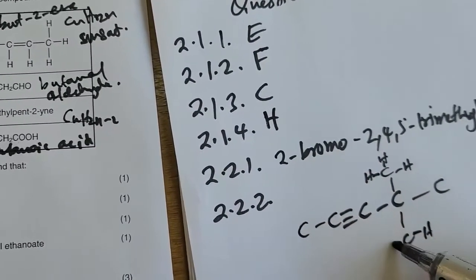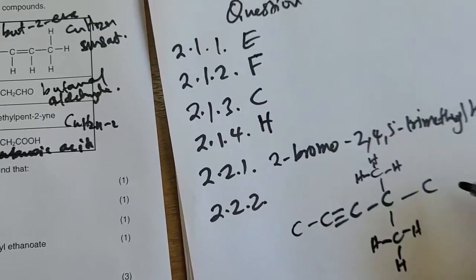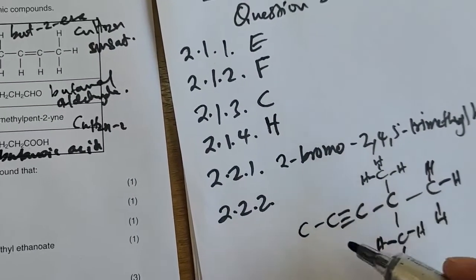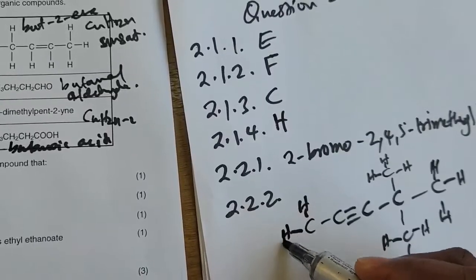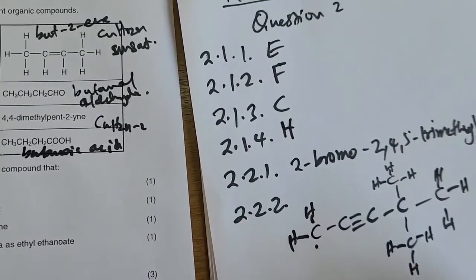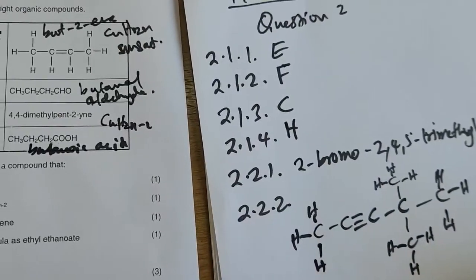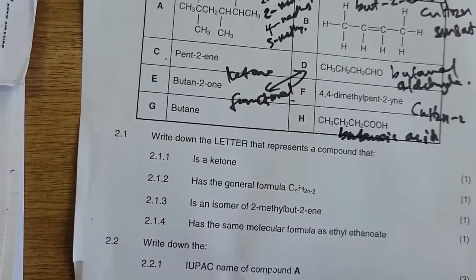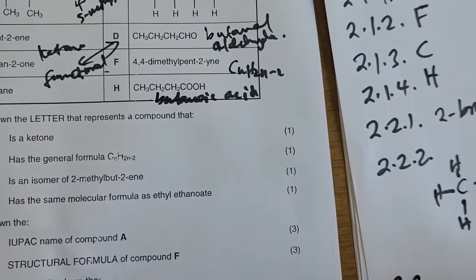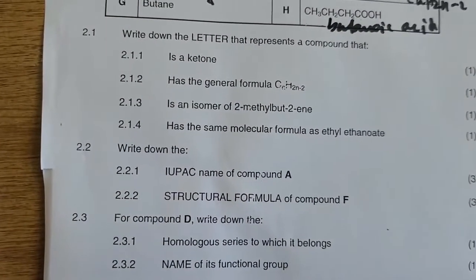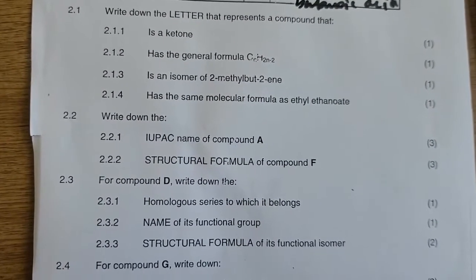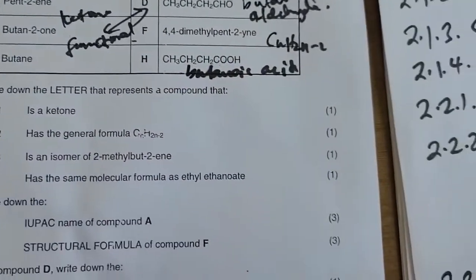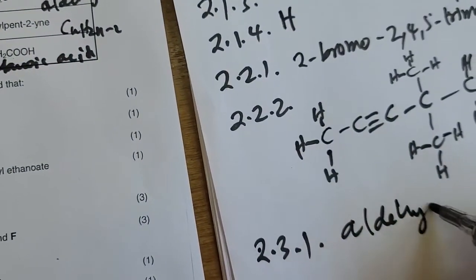Remember, every carbon should be surrounded by 4 bonds, not less, not more. So this is the structure of 4,4-dimethylpent-2-yne. Fine. We go to 2.3.1. In the question paper, they say for compound D, write down the homologous series to which it belongs. D, we have already said it's an aldehyde, so very advantageous to analyze.